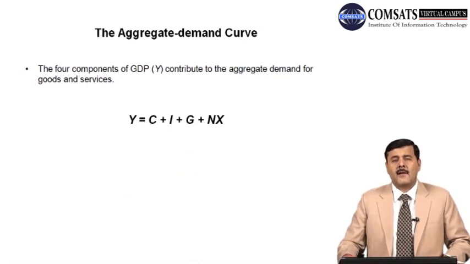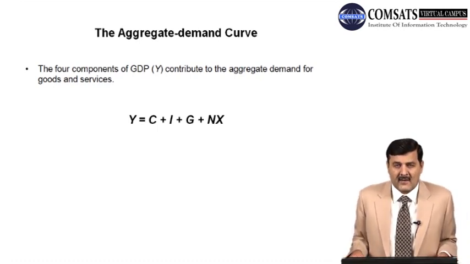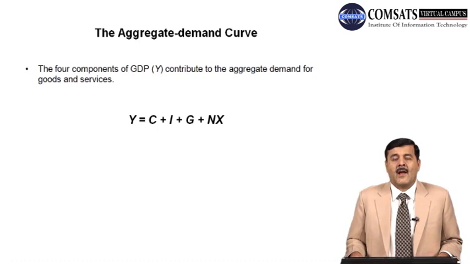And now we'll try to explain the aggregate demand curve, how we determine aggregate demand. As we know, there are four components of GDP, or Y, that contribute to the aggregate demand for goods and services. We can say that the output produced in the economy is the aggregate demand, produced and demanded, and is basically aggregate demand in the economy. And as we know, there are four components which actually determine aggregate demand in the economy, which can produce the quantity of goods and services which are demanded in the economy, right?